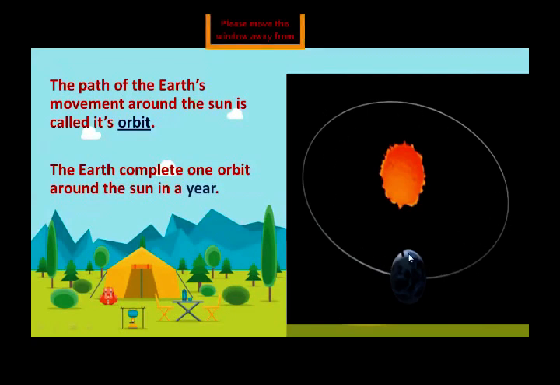Like, you have a road. You can go to the shopping malls, you can go to school. With which path? Road. You use the road as your path, so the Earth uses orbit as a path. So the path of the Earth's movement around the sun is called its orbit. And you know, the Earth completes one orbit around the sun in a year. The Earth takes one full year to complete one orbit around the sun.